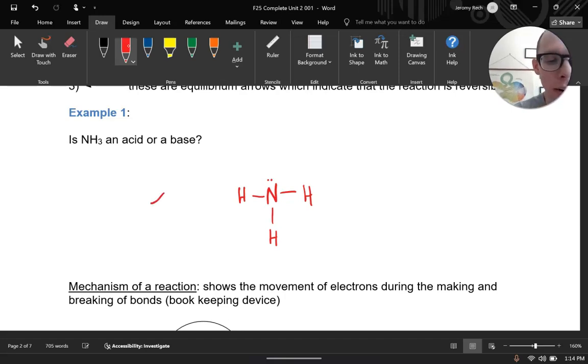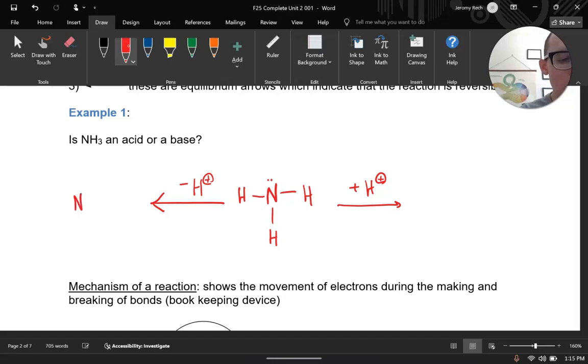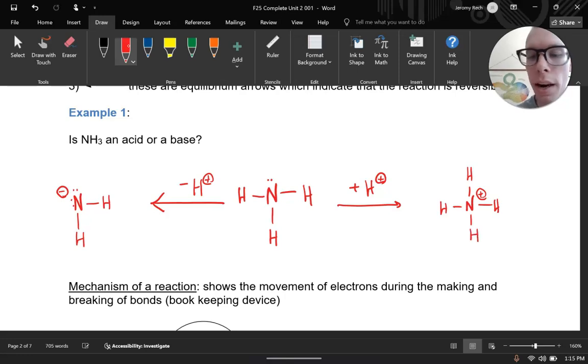So if we, let's say, look at this side here, let's do one where you do minus and H plus, and then on the other side, we'll do plus and H plus. If we lose a proton, we would get a conjugate base that would carry a negative charge, where if we gained a proton, we would form an ion, which would be our ammonium ion.